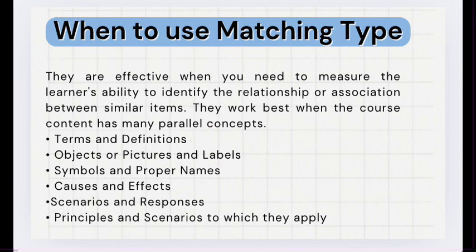Meaning that matching type is a great choice when you want to assess a student's ability to connect related concepts or pieces of information. And they work best when the course content has many parallel concepts. For example, terms and conditions, objects or pictures and labels, symbols and proper names, causes and effects, scenarios and responses, principles and scenarios to which they apply.